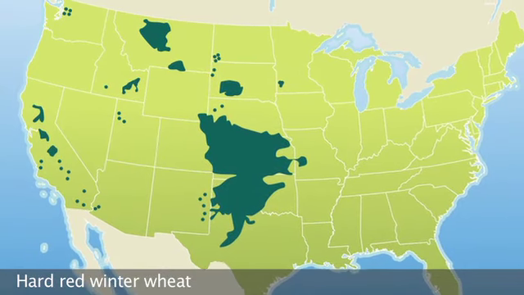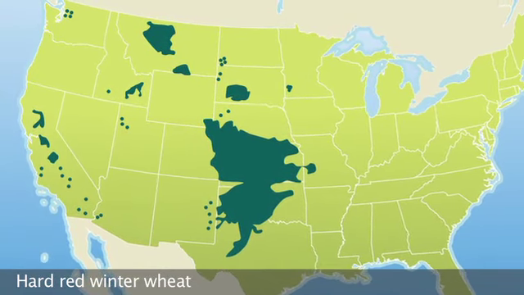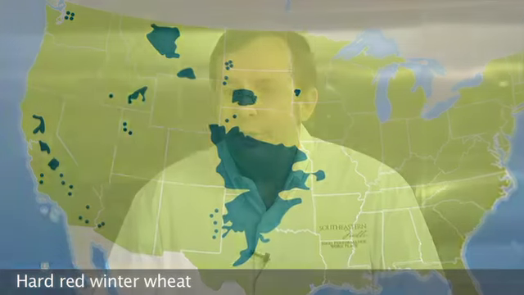Another type of flour we have available is hard red winter. That is your Kansas wheats typically, the ones that are grown out in the Midwest. These are typically flours that are thought of when you think of bread flours.